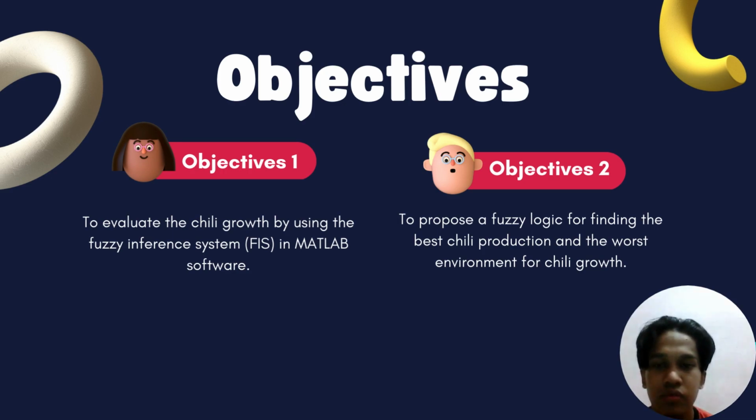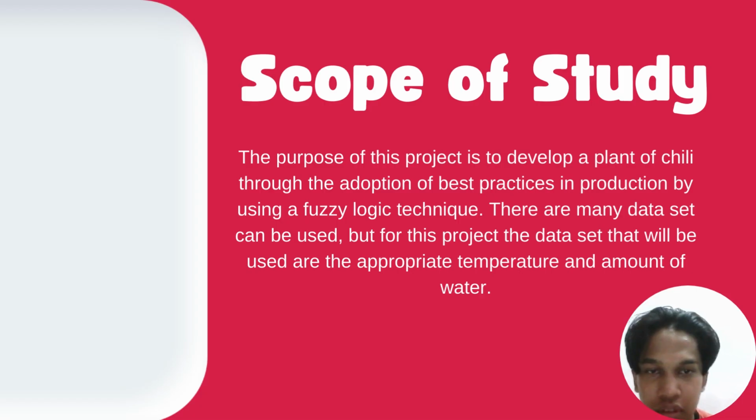So we have two objectives. The first is to evaluate the chili growth by using the fuzzy inference system (FIS) in MATLAB software. The second objective is to propose a fuzzy logic to find the best chili production and the worst environment for chili crops. For the scope of study, the purpose of this project is to develop a plan for chili through the adoption of best practices in production by using a fuzzy logic technique. There are many datasets that can be used, but for this project, the dataset that will be used is the appropriate temperature and amount of water.